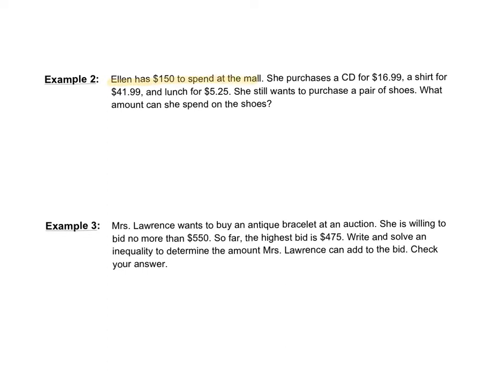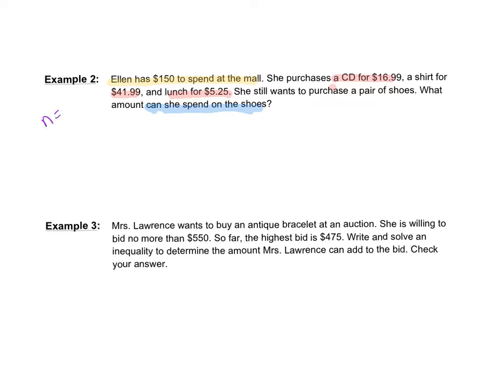Ellen has $150 to spend at the mall. She purchases, so she actually buys, a CD for $16.99, a shirt for $41.99, and lunch for $5.25. She still wants to purchase a pair of shoes. What amount can she spend on the shoes? So we know that the amount of money, let's say S is for spend. So we're going to write down that the variable S represents, let's say N, because S looks like a 5.